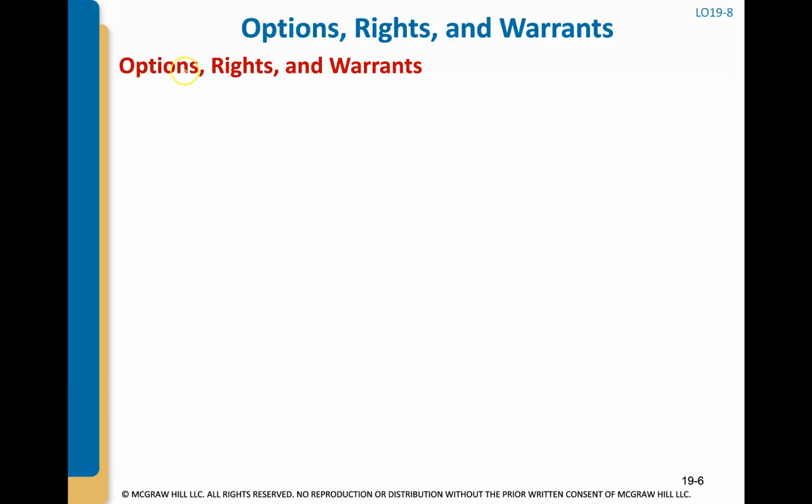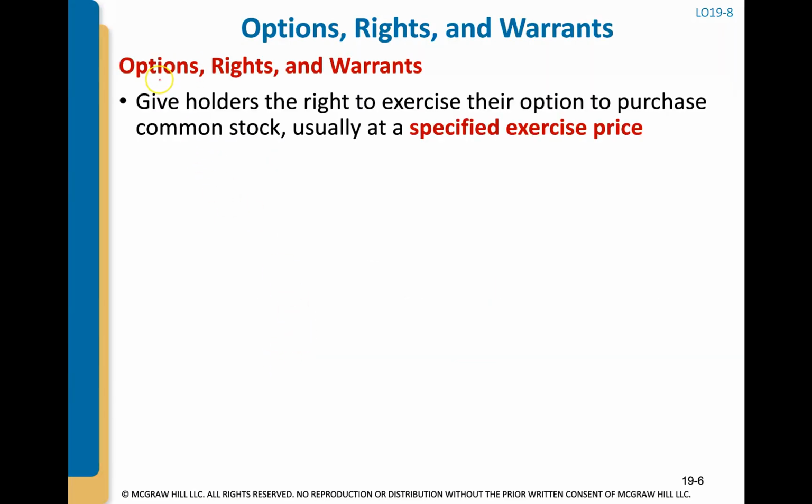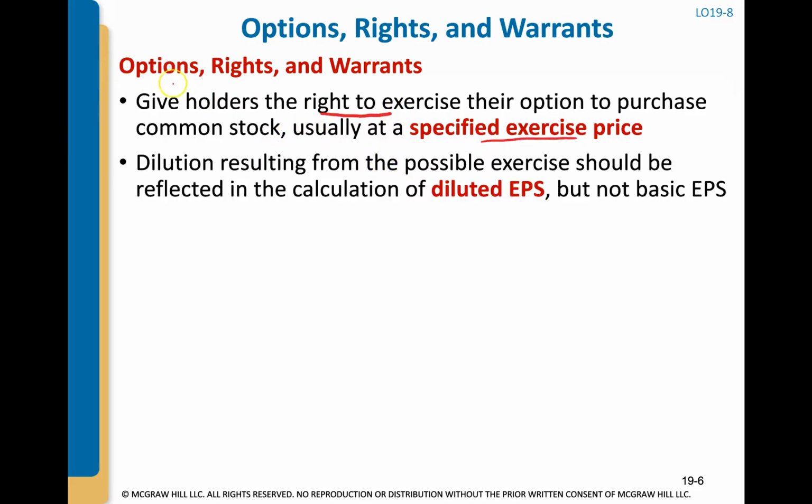So let's talk about how we treat options, rights, and warrants when it comes to calculating the diluted earnings per share. So options, rights, and warrants give the holders the right to exercise their option to purchase stock, usually at a specified exercise price. If you are not familiar with stock options, there's a separate video just for that. You can go back and watch.